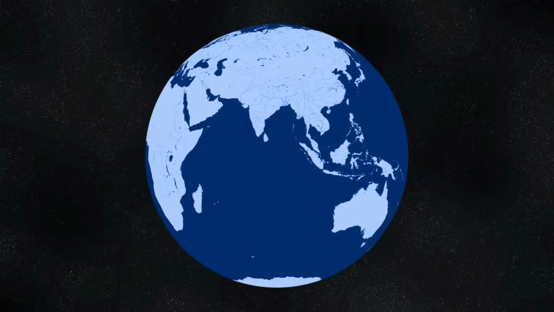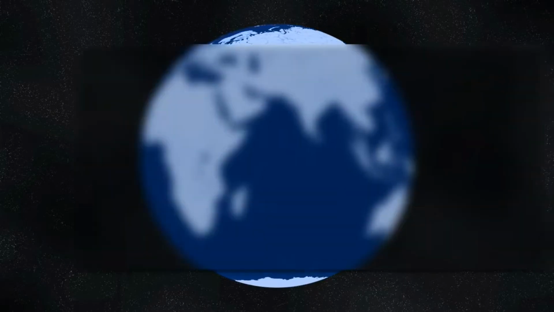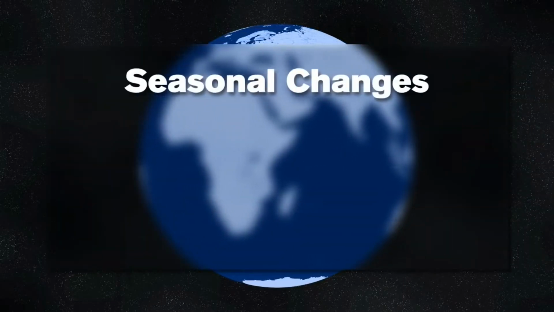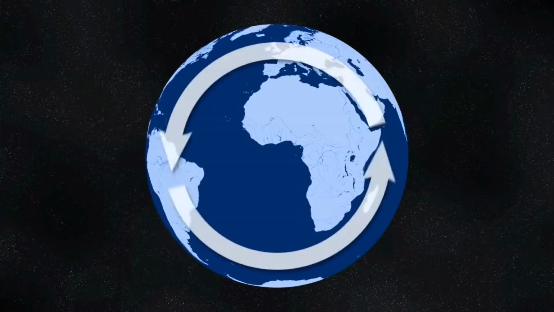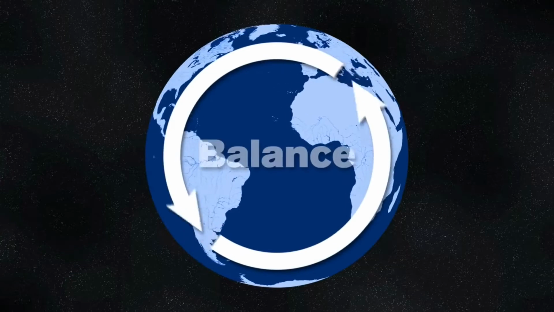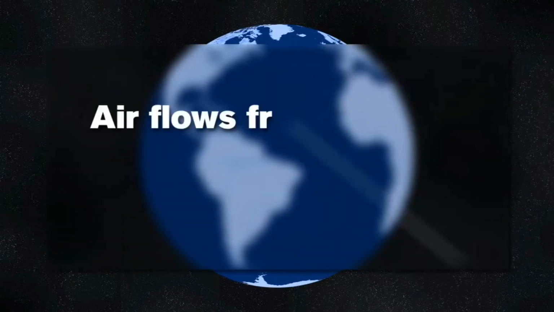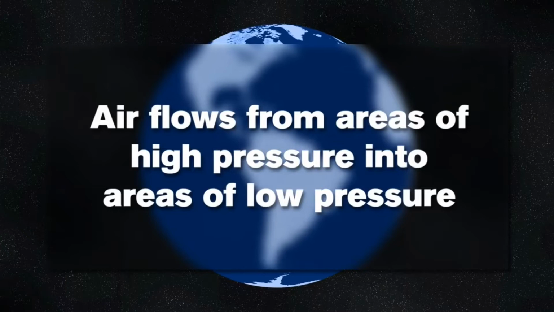There are several other factors that can also affect the circulation of air. Things like seasonal changes, topography, and friction from objects on the surface. The Earth's circulation patterns always try to maintain a balance. This means that air flows from the areas of high pressure into areas of low pressure.